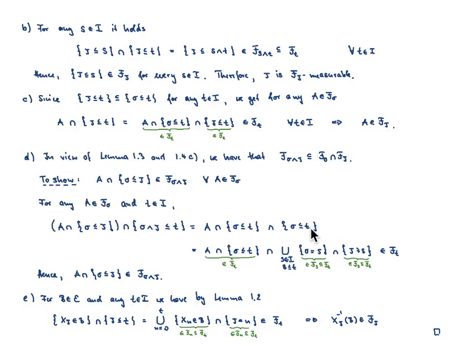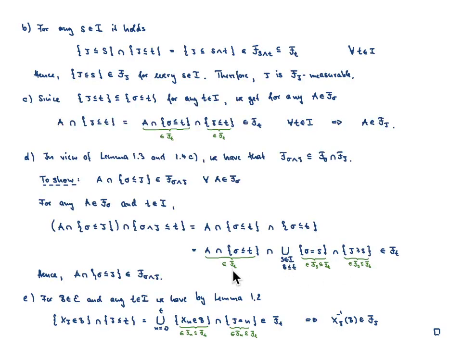Well, what we can do now is rewrite that event simply by fixing the value of sigma. So we can rewrite that event here as the intersection over all s in I with s less than or equal to t of the event that sigma is equal to s. And what we know then, if we intersect that event with that one, is that tau has to be larger or equal to s.